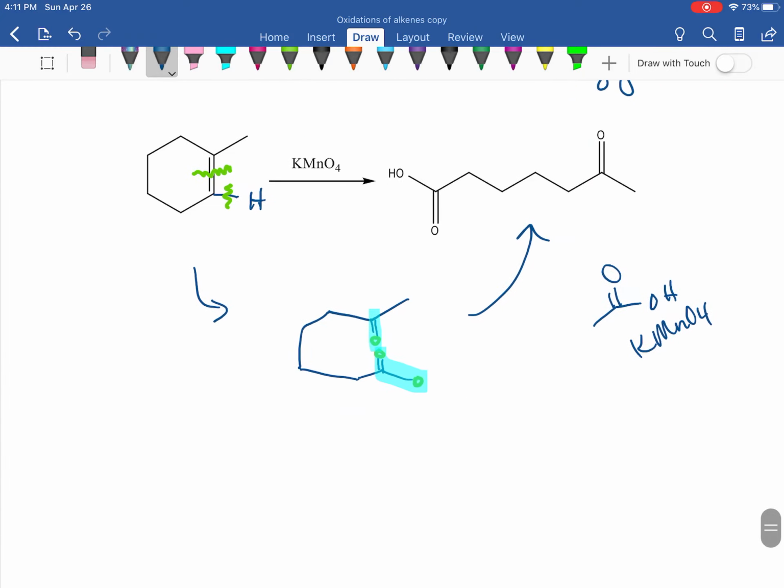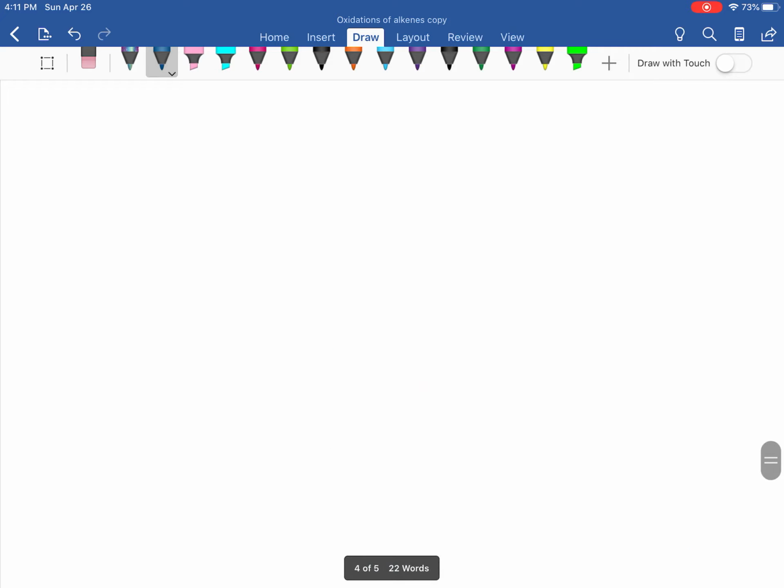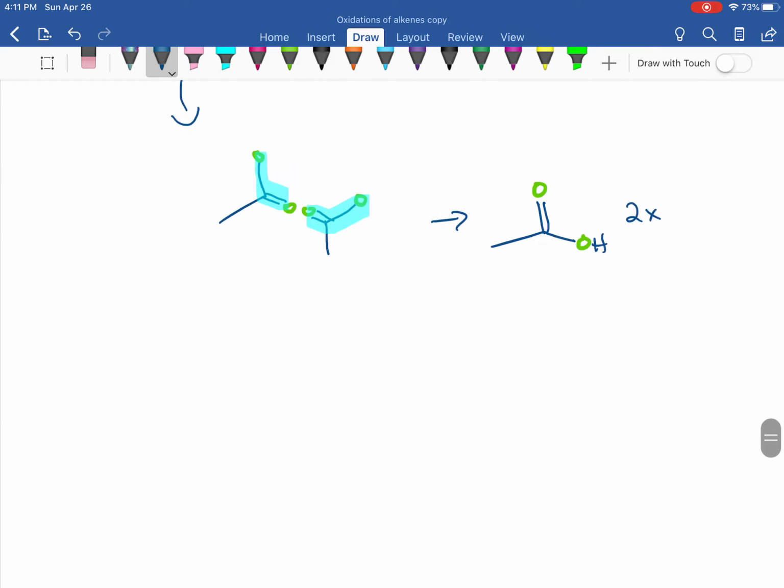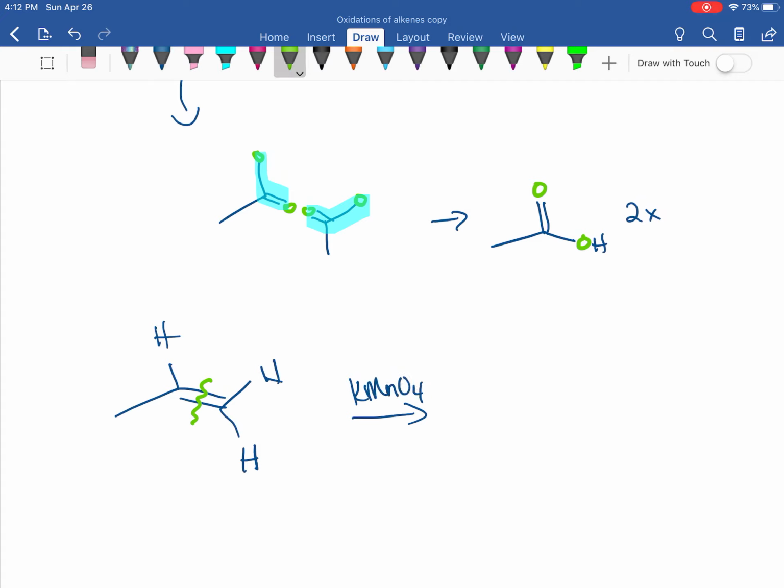And here's the super secret. If you see a carboxylic acid, then absolutely you need KMnO4. If you see an aldehyde, you need ozone. Okay, I want to do one more example up here because I do want to show why we don't make an aldehyde. So let's just take a nice alkene like this and let's draw everything out, all of our hydrogens.